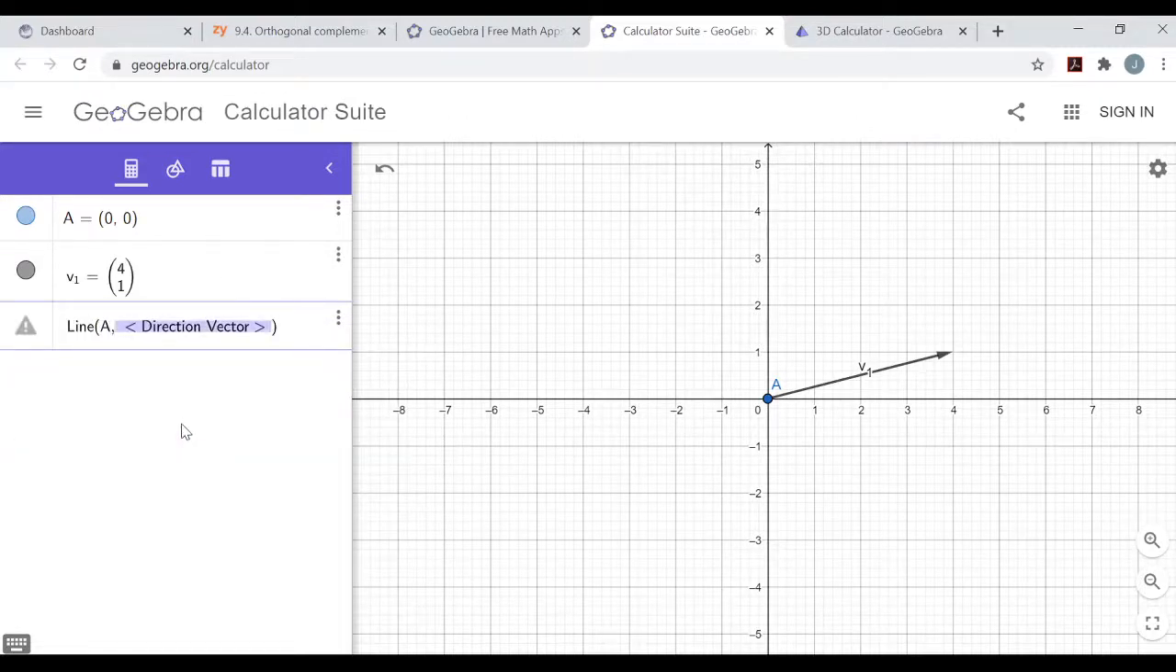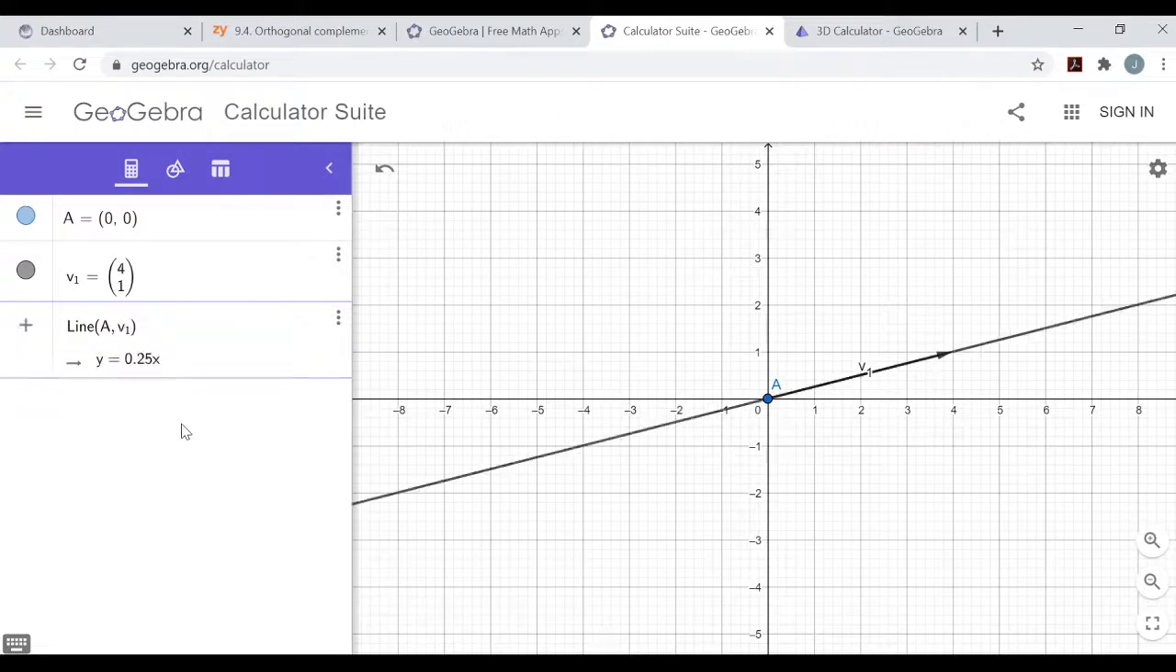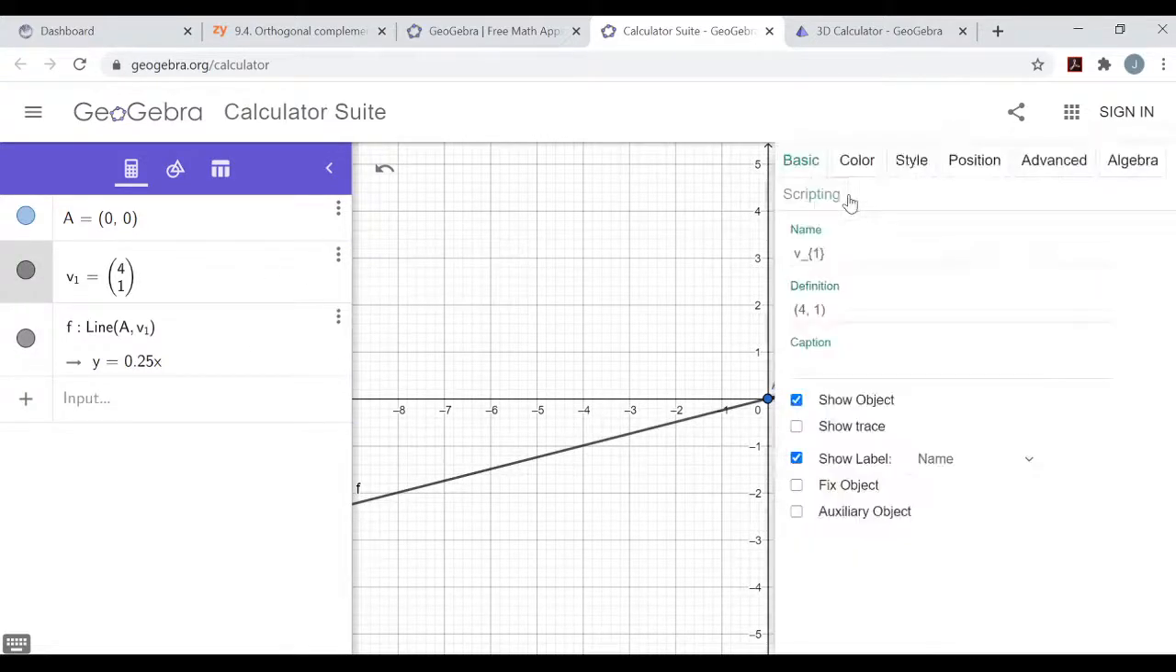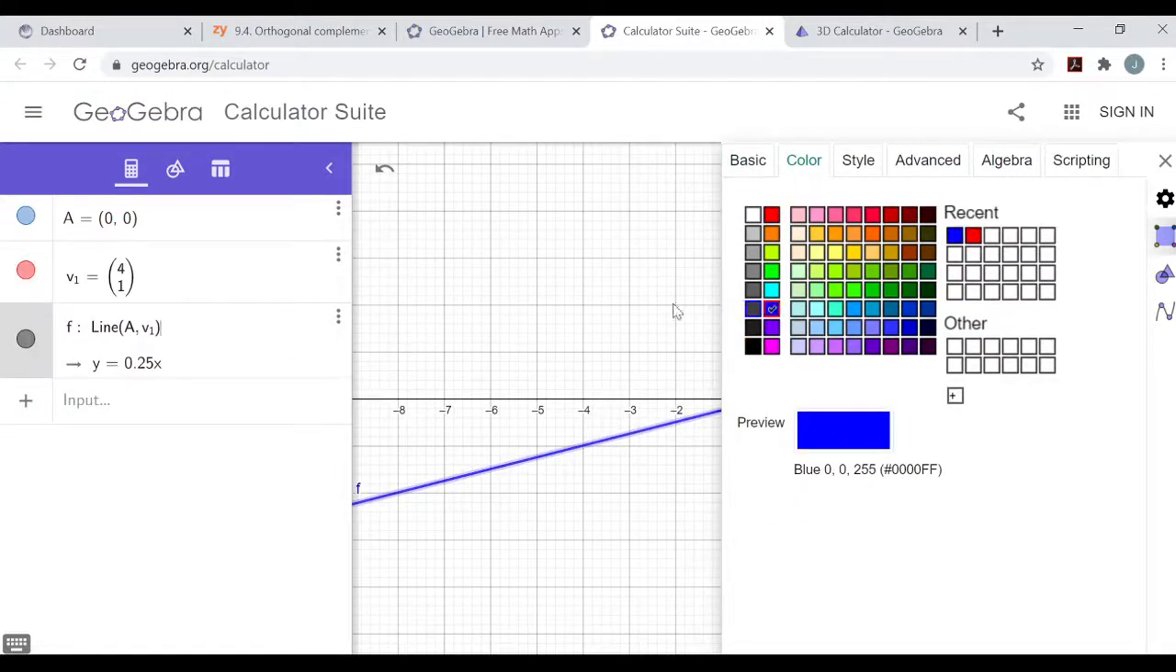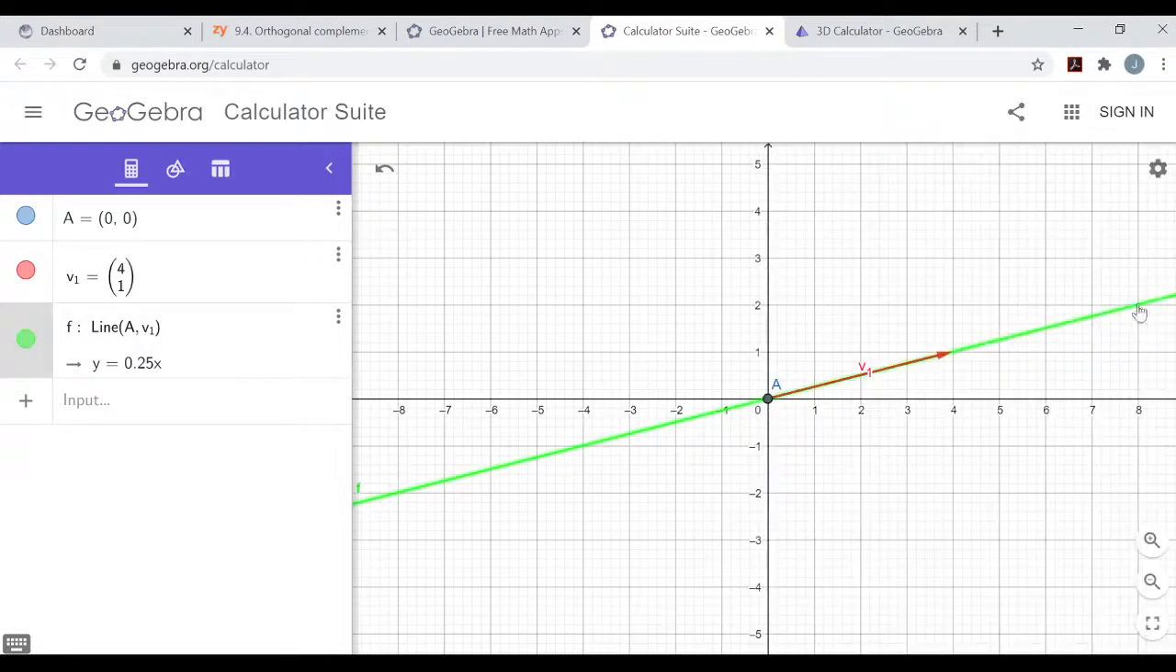A line with all the scalar multiples of this vector. This line that just appeared, that's the null space of A, the null space of my matrix. All right, and maybe I'll color these a bit. So the vector red and the space green, how about that? Okay. So again, this green line is the null space of the matrix.